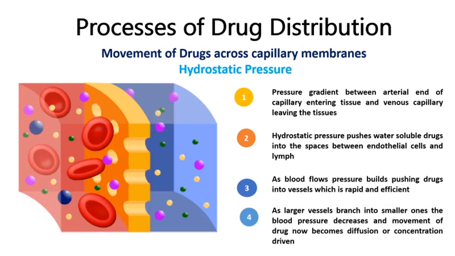As larger vessels branch into smaller ones, the blood pressure decreases and movement of the drug now becomes diffusion or concentration driven. This is facilitated by the large surface area of the capillary network, and the pressure is higher in the capillaries than the tissues, pushing the fluid from the capillaries into the tissue. And this is known as the hydrostatic or filtrate pressure. Once in the tissues, the pressure is higher than in the venous system, draining the fluid into the venous system. So you're moving from an area of high pressure to an area of low pressure each time.